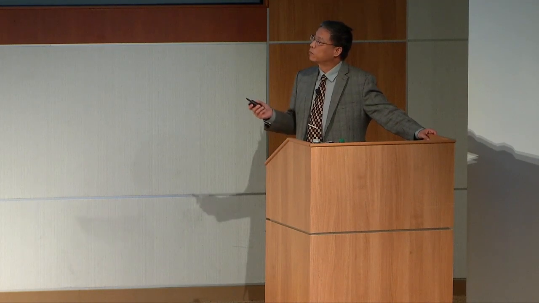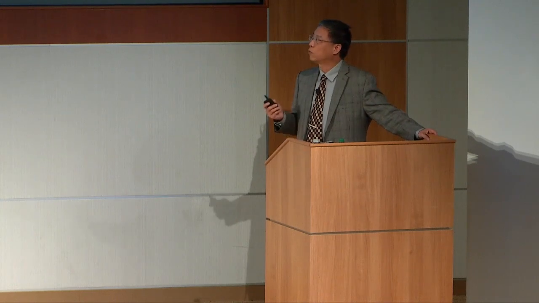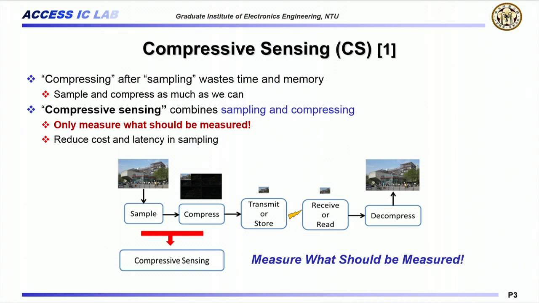So what is compressed sensing? In the past, we would sample every pixel of the picture and compress it using something like JPEG or wavelet. Then we transmit over the channel, and at the receiver side, you also need to do the decompression. Compressed sensing wants to finish the sampling and the compression within one operation. The key concept is measure what should be measured. Therefore, we can save the cost and the latency during sampling.